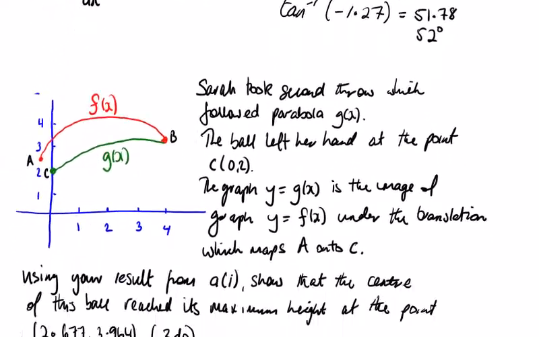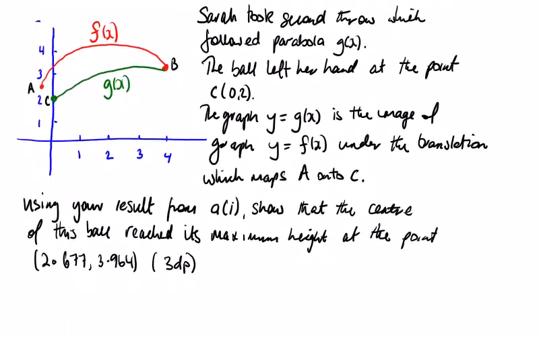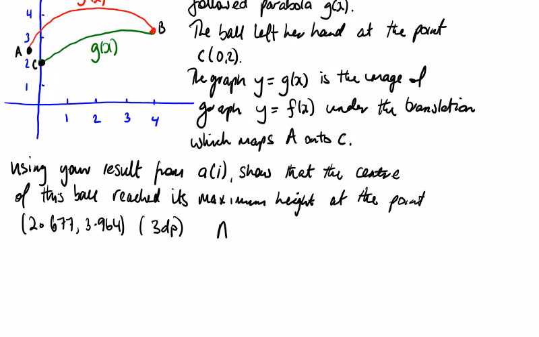Okay, she's taking a second throw in the next part. She took a second throw which followed this green parabola g of x. The ball left her hand at the point C, (0, 2). The graph y equals g of x is the image of y equals f of x under the translation which maps A onto C. Okay, let's just jot that down real quick. A onto C.